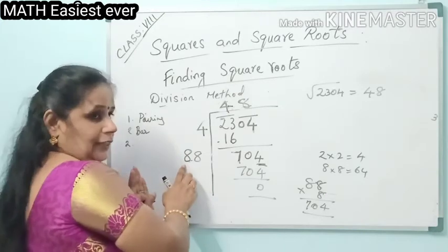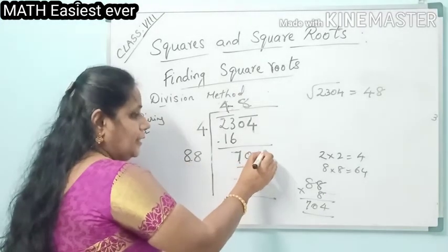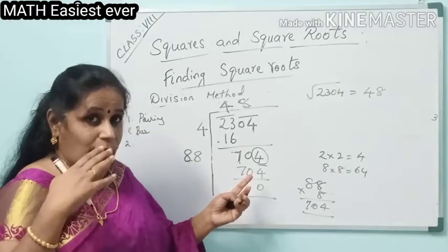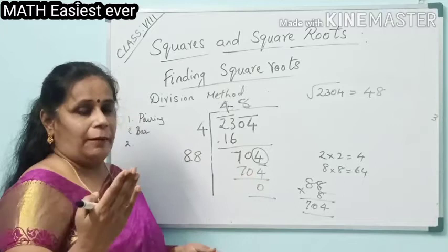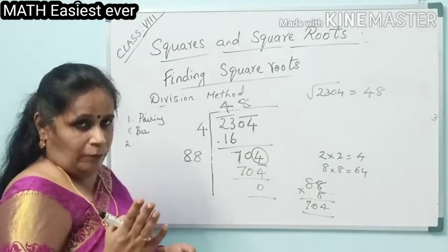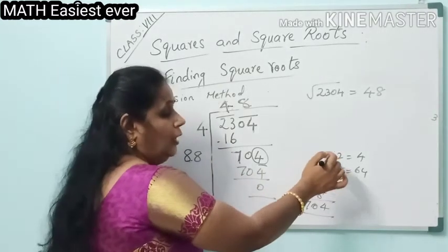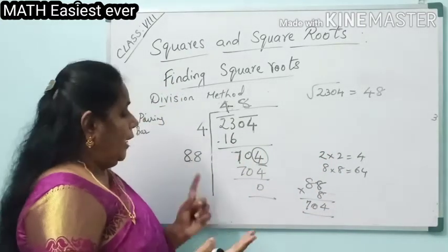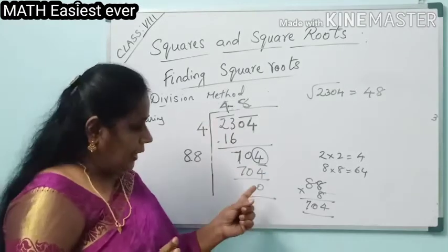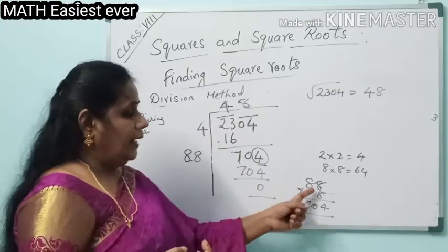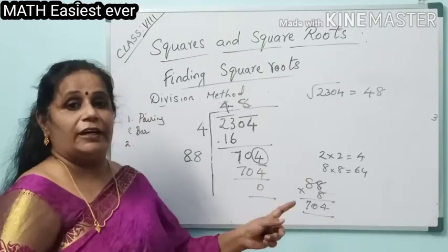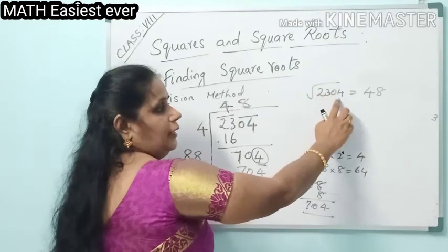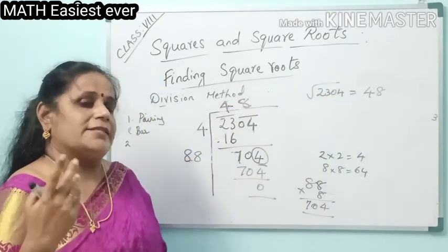Okay, 8. Then see the last digit here. The ones digit is 4. So you have to see what the possible numbers are to get 4. The two possibilities are 2 2s are 4, or 8 8s are 64. So you can try both. 82 into 2 was not the answer. So you tried 88 into 8 and you arrived at the answer 704. So you write it here. So the square root of 2304 is 48.